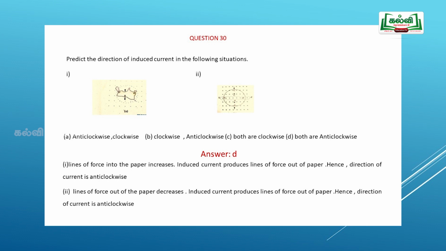Here what is happening? This area is decreasing, but look at it, dots. The lines of force are coming out of the paper already. The lines of force are coming out of the paper, it is shrinking. So lines of force coming out of the paper is decreasing. This decrease should be opposed by the induced current. So the induced current produces lines of force out of the paper. Be clear, it should not decrease. Again, you should have lines of force out of the paper, then it means here also it should be anti-clockwise. So such similar questions based on the diagrams can be asked.